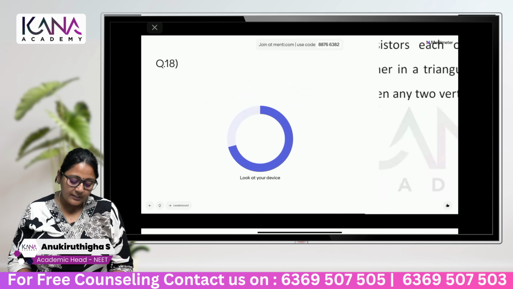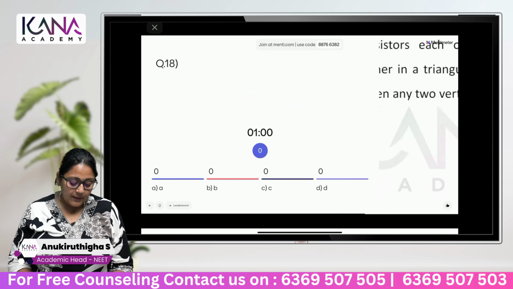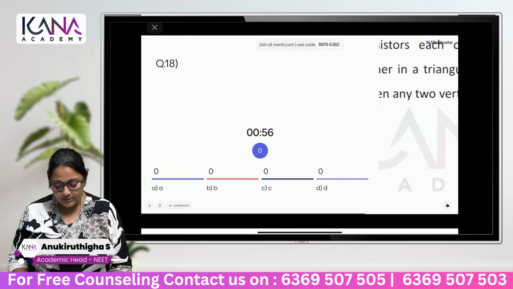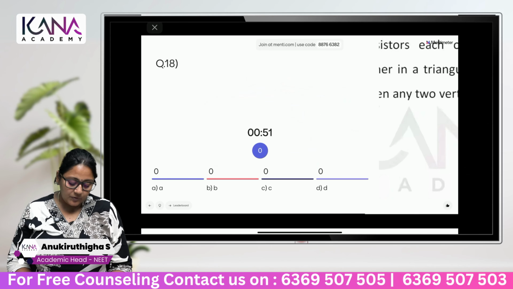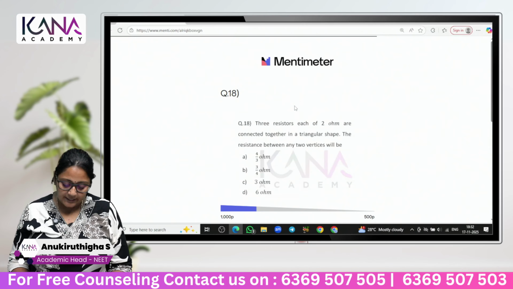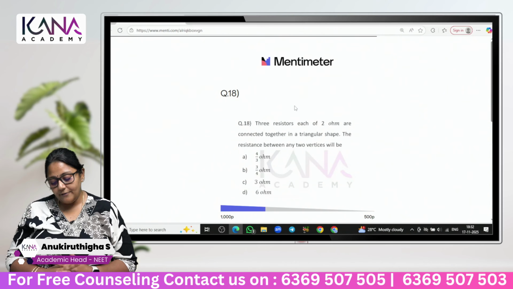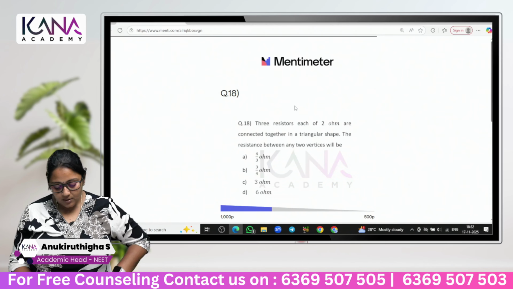18. 3 resistors each of 2 ohms are connected together in a triangular shape. The resistance between the 2 vertices will be, they ask what the resistance between two vertices will be. The option A is 4/3 ohms, 3/4 ohms and 3 ohms and the last one is 6 ohms. Option D is 6 ohms. And you're left with 40 seconds. Wow, both of you answered correctly.